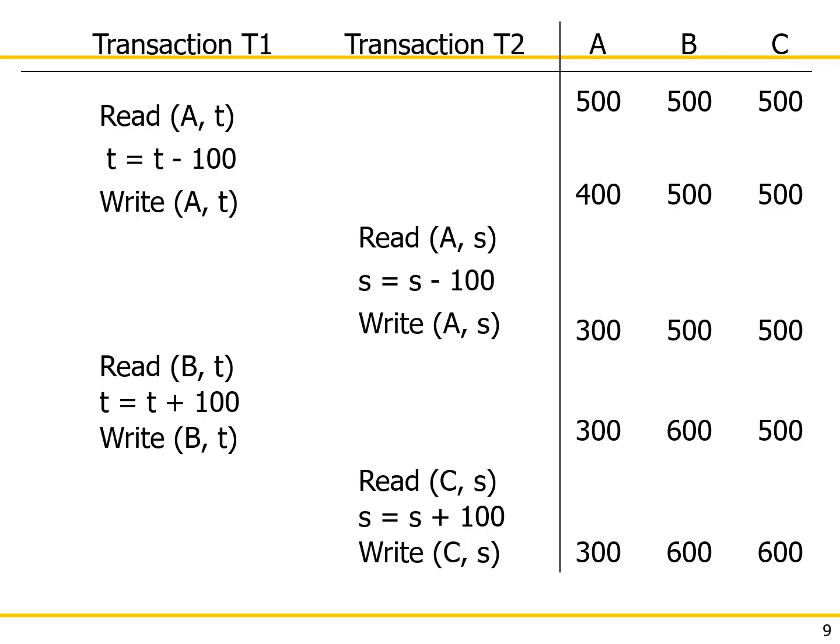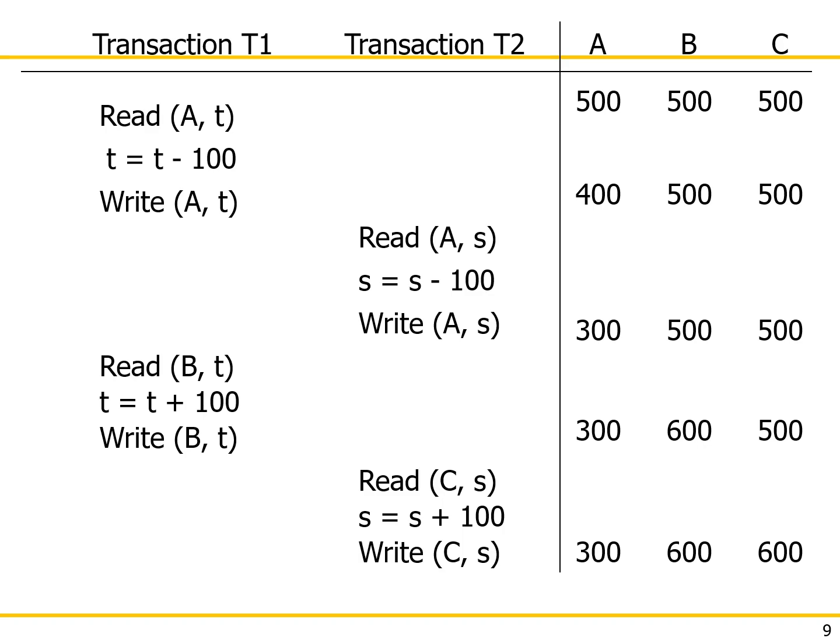I will start by running T1. You can imagine that I have a time axis that goes from top to bottom. So I will read A into T, subtract 100 from T, and then write back T into A. Now remember, I already mentioned at least one time today, and I think also last time, that a transaction runs in its own thread. So a context switch happens. Let's assume this is what's going on.